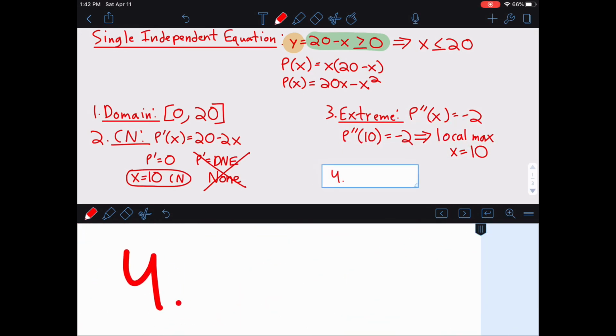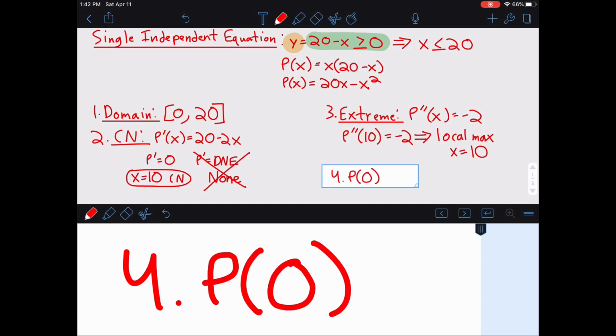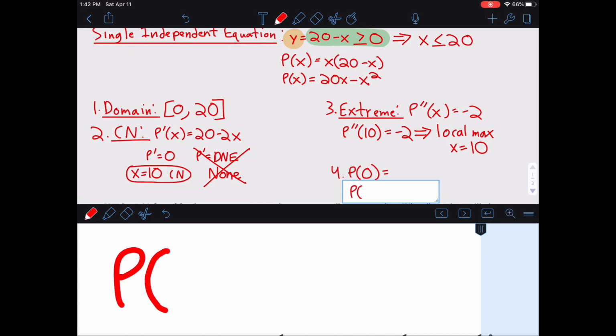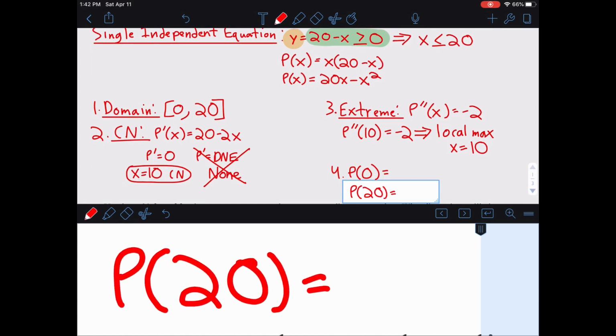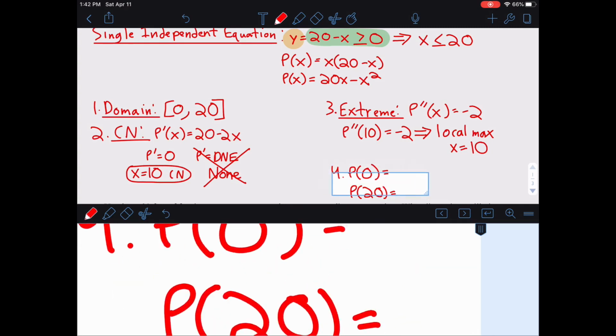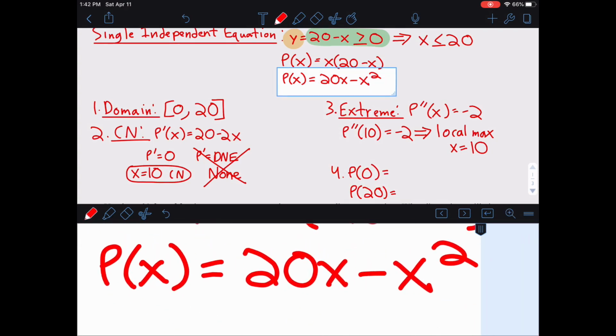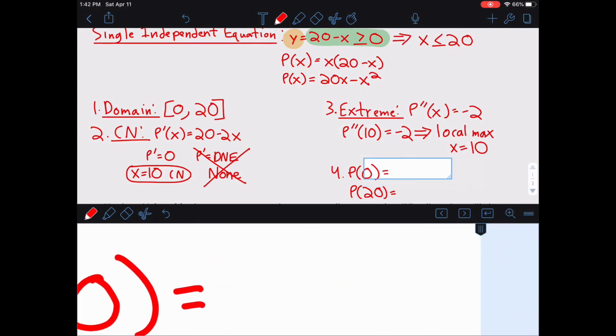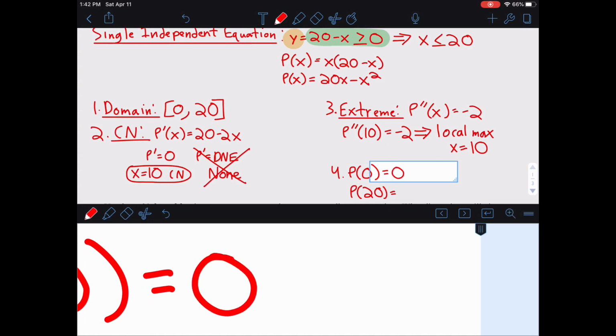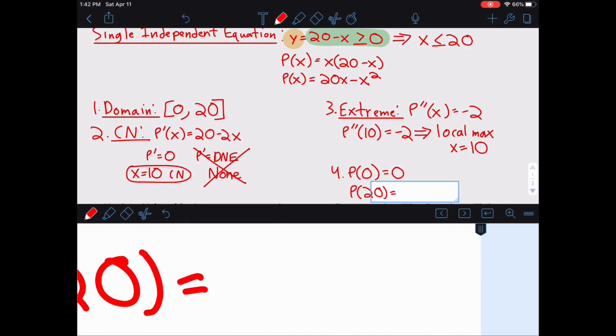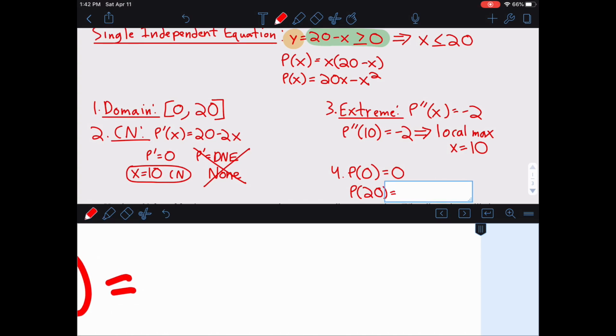Step 4, I have endpoints, so I need to check 3 possibilities here, okay? So first possibility, right? What if the largest product occurs when x is 0, the left endpoint? Second possibility, what if the largest product occurs when x is 20, right? So take 0, take 20, plug them back into p of x, and you're going to see actually that you get the same answer for both of these, right? 20 times 0 minus 0 squared is 0. 20 times 20 is 400, minus 20 squared, also 400.